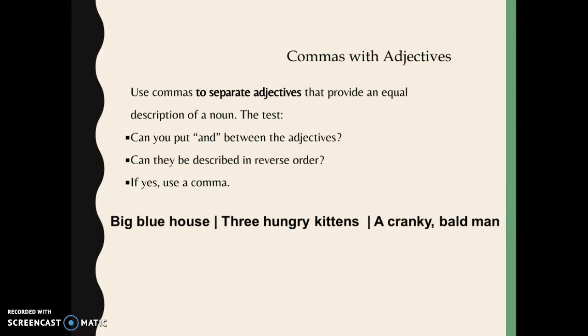Let's look at these. Big blue house. First off, let's look at our list. Can you put and between big and blue? Well, you can. Can you just put them in reverse order? Blue big house? Probably wouldn't say that. So in this case, you wouldn't put a comma.